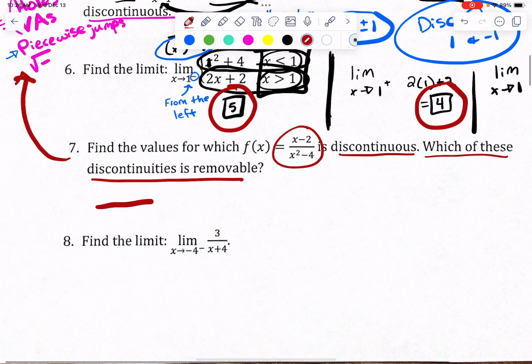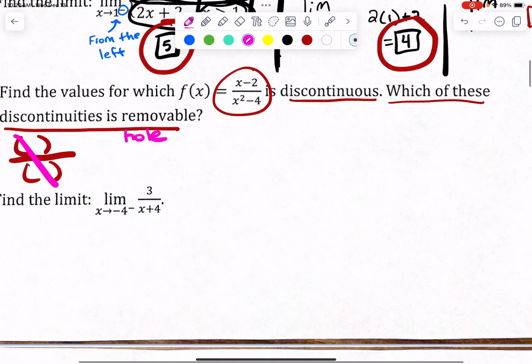Now, it says which of these discontinuities is removable? It is removable, or considered to be removable, if it cancels out. So basically, they're asking for where is the hole at? When they say where it's removable, they're saying, what value does it cancel out at, okay? Some of them won't be able to cancel. Some of them will.